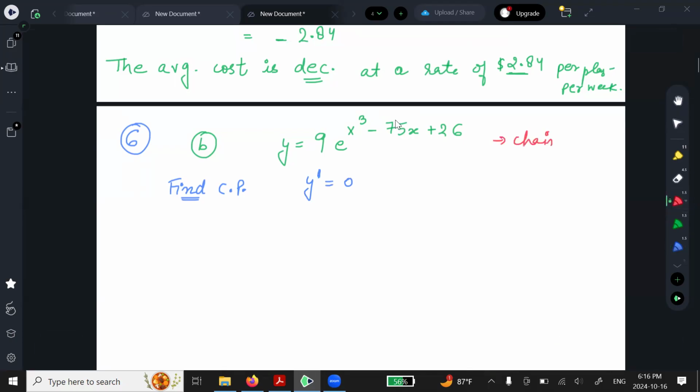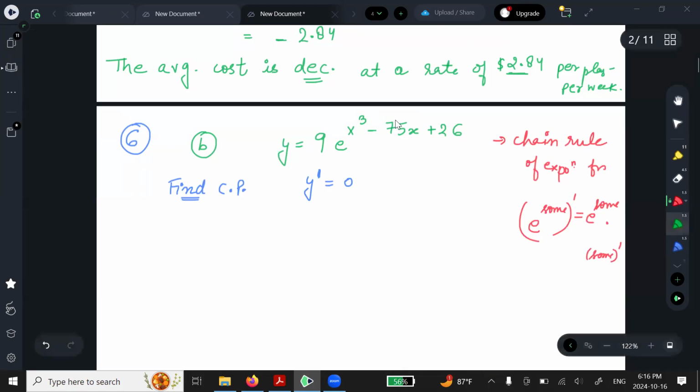So I'm going to write it out here so that you can refer to the notes. Chain rule of exponential function: if you have e to the power something and you want to differentiate it, it's e to the power something, but you multiply by the derivative of that something. That's the chain rule. Same thing goes for log. Don't forget the chain rule for log also in the exam.